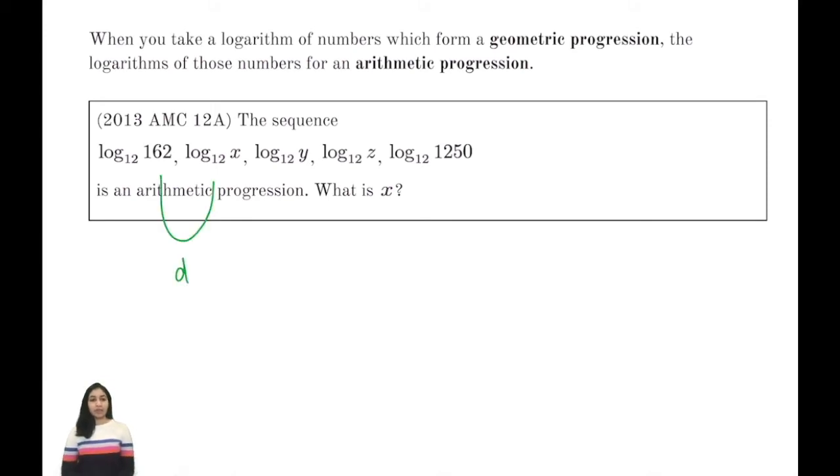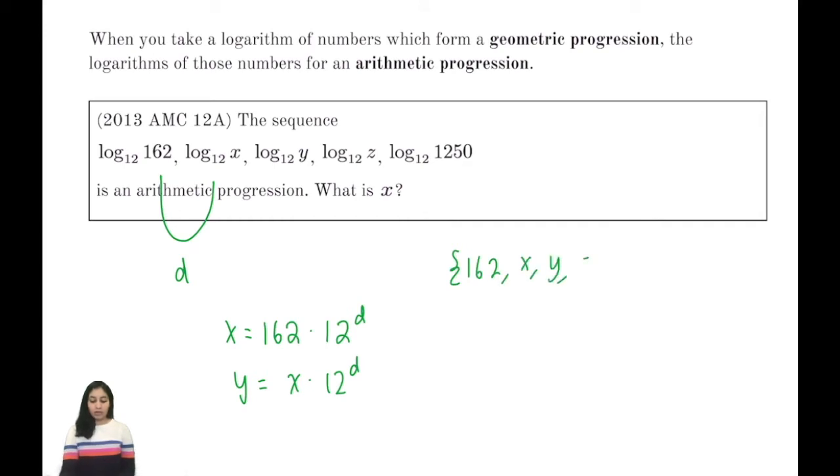If their difference is d, that tells us that x is just 162 times 12 to the power of d. Similarly, it means that y is equal to x times 12 to the power of d, and so on. And this tells us that the sequence 162, x, y, z, 1250 is actually just a geometric sequence with a ratio of 12 to the power of d. And that makes our problem a lot simpler, so we're going to work with that instead.